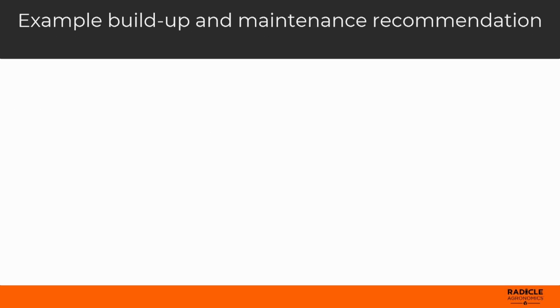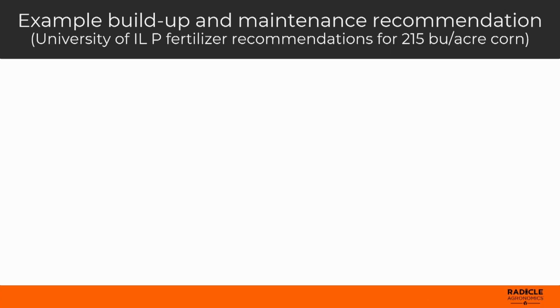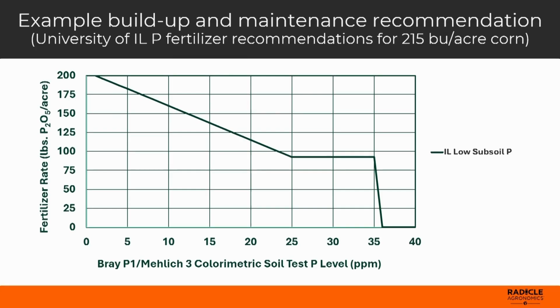So let me just show you an example of these. This is University of Illinois P fertilizer recommendations for 215 bushel per acre corn. Illinois breaks their soils into 3 classes: high subsoil P, medium subsoil P, low subsoil P. So I'm just taking the low subsoil P example here. This is what that recommendation system looks like. On the horizontal axis is your soil test level, on the vertical axis is your application rate. Where the flat line and the slope line intersect is generally what is referred to as the critical soil test level.